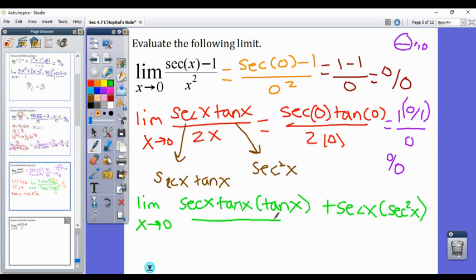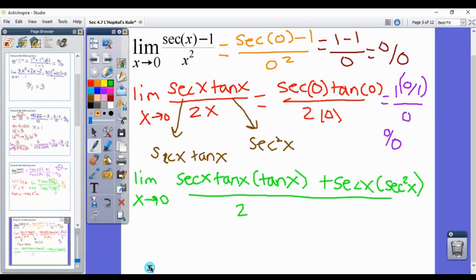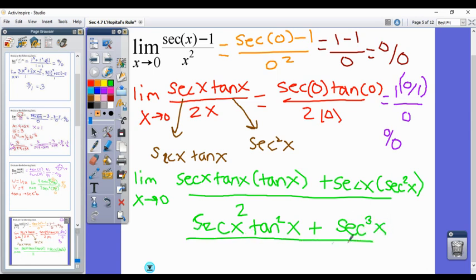Okay, and that is going to be divided by the derivative of the denominator, which in this case now is going to be 2. Okay, so I'm going to clean this up just a teeny tiny bit because there's a lot going on here. So we have essentially secant x tan squared x plus secant cubed x. Okay, that's much prettier.